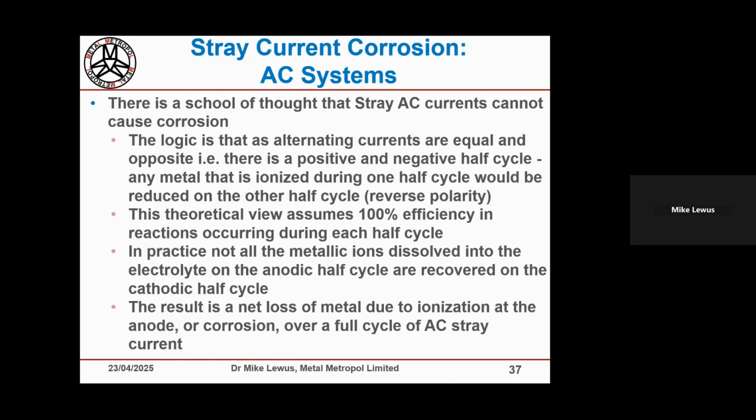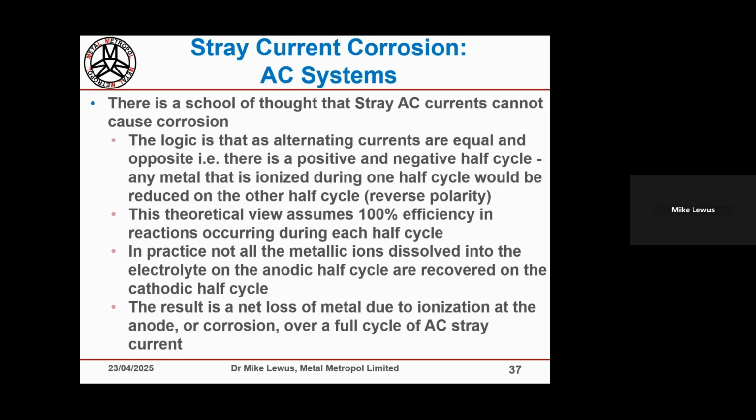The first is, there was a school of thought that suggested that AC current cannot cause corrosion because on the first half cycle, when we've got an anodic material that's experiencing conditions that can cause it to corrode, that corrosion will only occur for half a cycle when it's anodic. On the other half cycle, it'll turn into a cathode and the metal will actually be reduced.